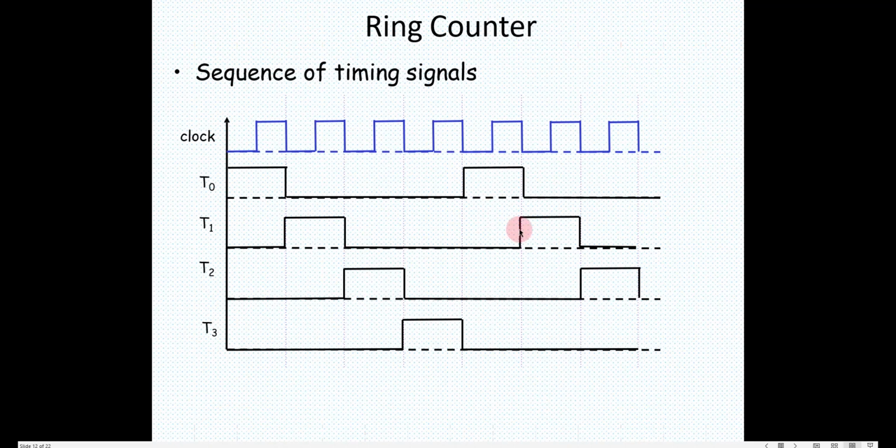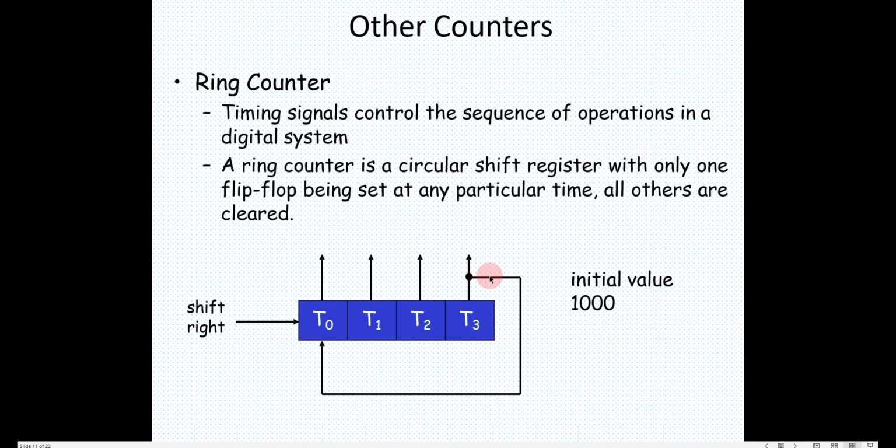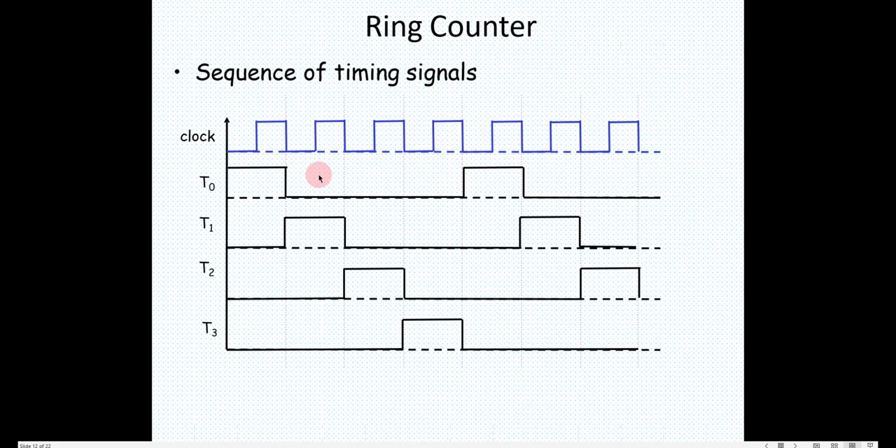Now why is T0 going high? Because you are taking the output from T3 and giving it back to T0. Once the 1 has reached here, T0 will again get loaded with 1. So this is the kind of output waveform we get. These kinds of waveforms are very much used in advanced VLSI circuits, where I require 4 different phases of clock. This is known as 4-phase clocks, right?